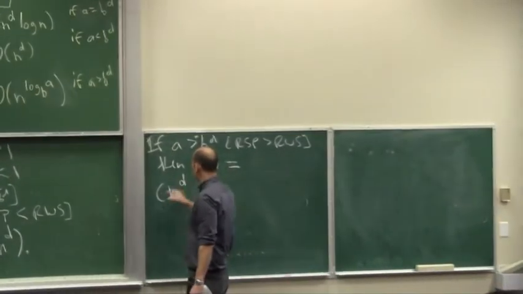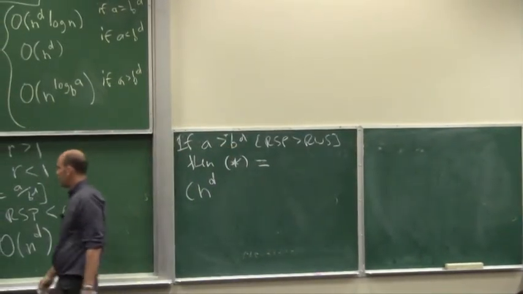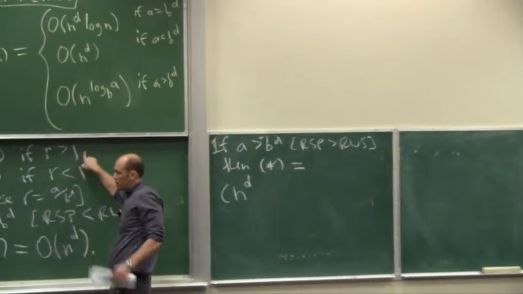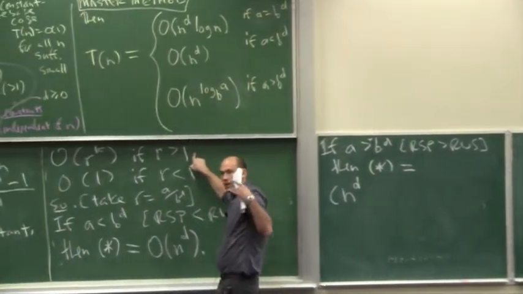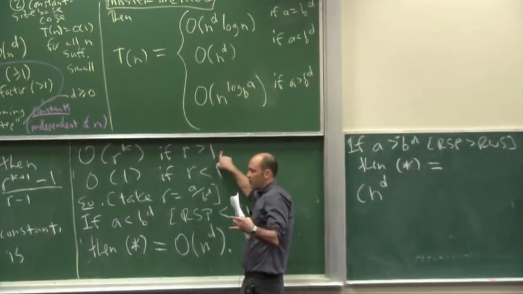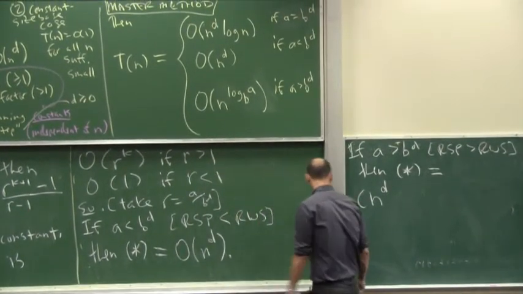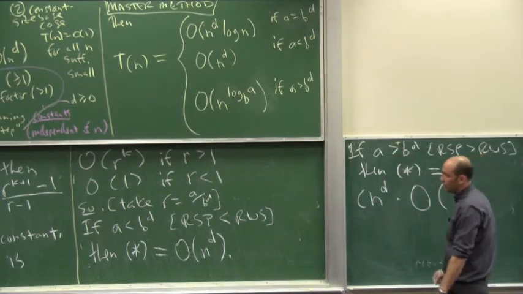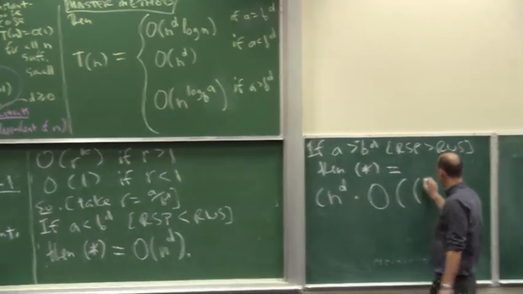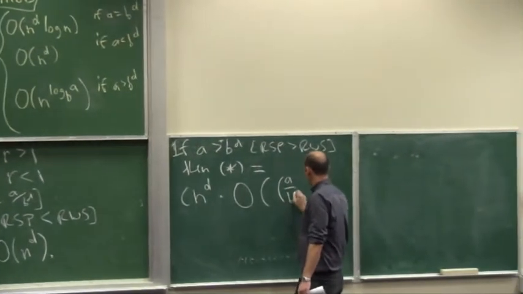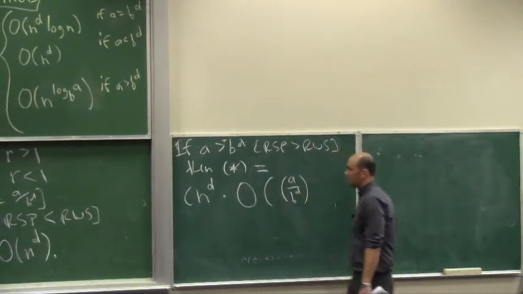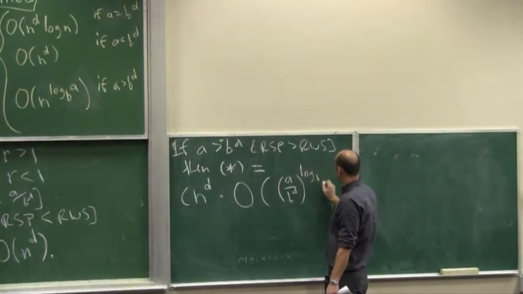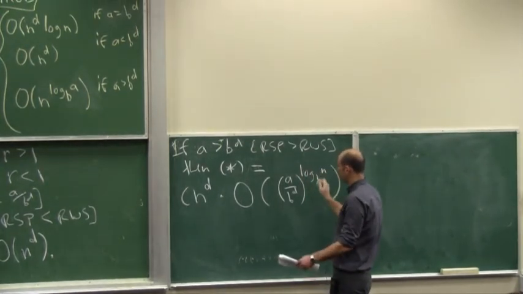So we have this C n to the D up front. And now we have to use this part of the sums fact. So the ratio is bigger than 1. The biggest and last term dominates. So what's the biggest and last term? Well, we have to plug in A over B to the D raised to the largest exponent we ever see, which is log base B of n.